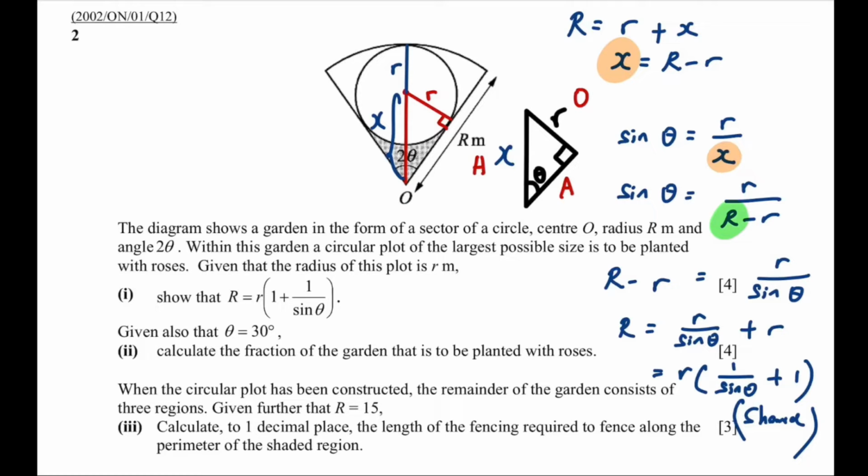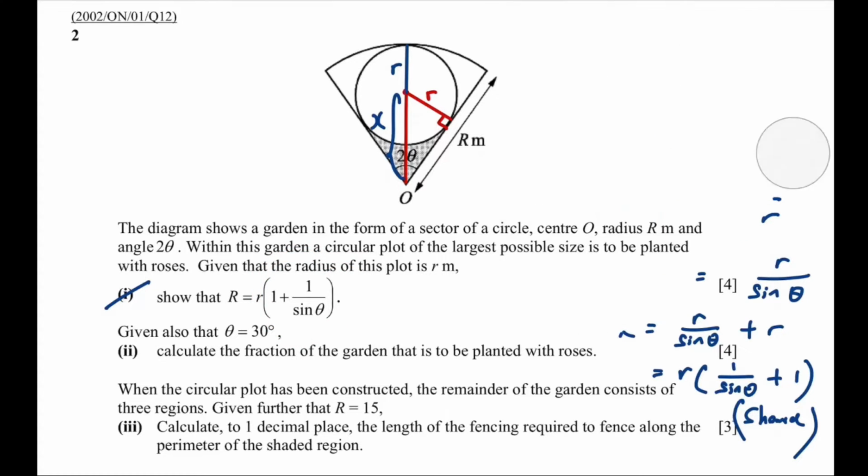Okay, that's how you show question 1A. Quite tough, these questions. Now if you have a look at question B, given that theta is 30 degrees, calculate the fraction of the garden that is planted with roses. Basically, you're comparing the area of roses over the area of the whole garden. That is the fraction. Definitely you'll be using this one later on, I think.